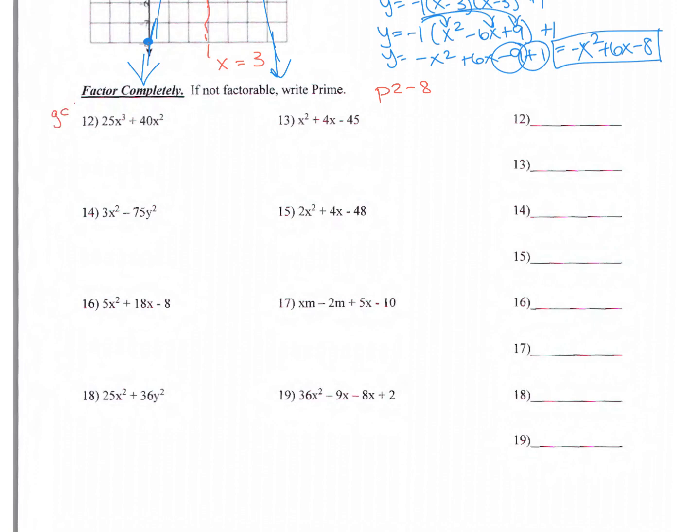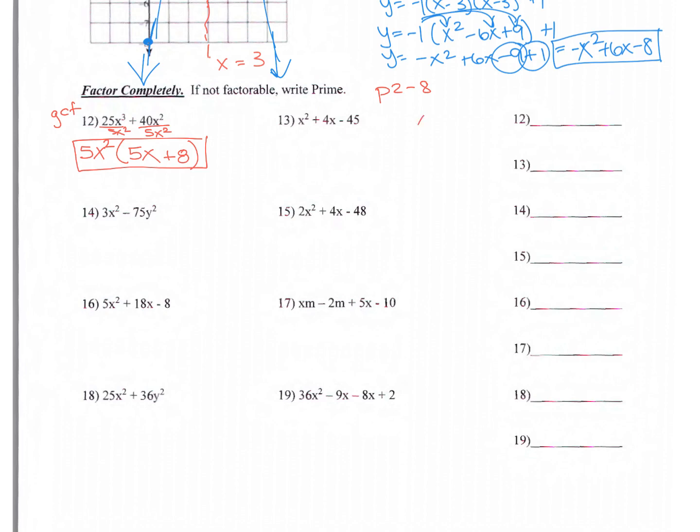So number 12 is two terms. This is a GCF problem. I know because the 25 and the 40 both have a 5 in common, and x cubed and x squared have an x in common, and I'm going to use my smallest exponent, so they have an x squared in common. When I divide 25x cubed by 5x squared, I have a 5x left over. And when I divide 40x squared by 5x squared, my 40 divided by 5 is 8, and x squared divided by x squared cancels to 1, and I get this answer.